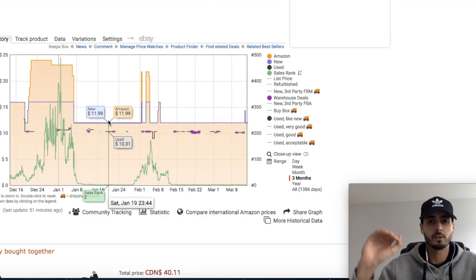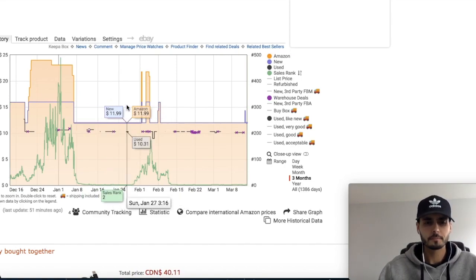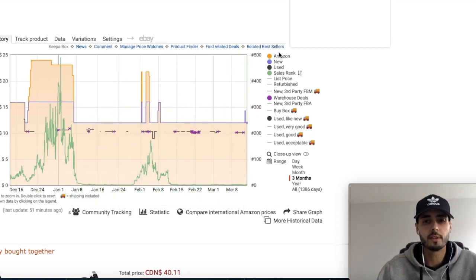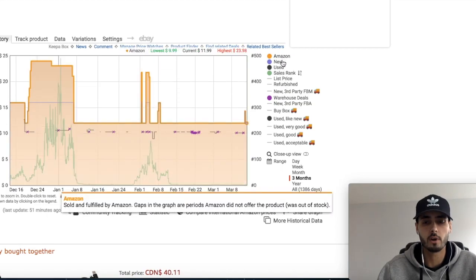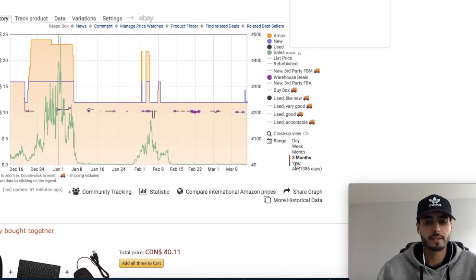And that means that the sales rank goes up and then less people buy that product. So in a nutshell, guys, that is exactly how to read this graph, how to use the options on the right-hand side of the screen where you can toggle all these on and off, and also how to change the time frames. And I showed you guys that at the beginning of the video.